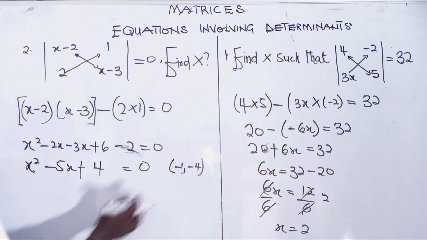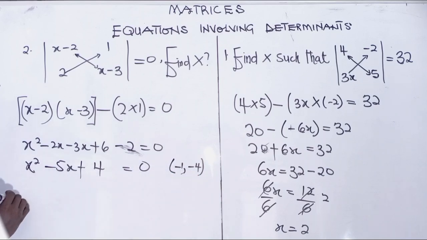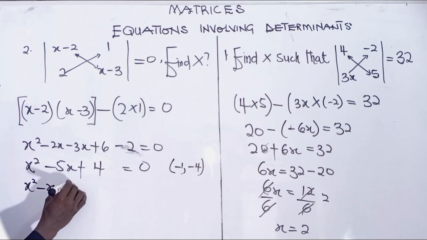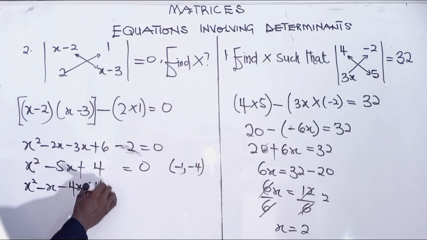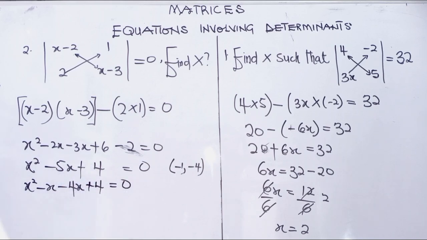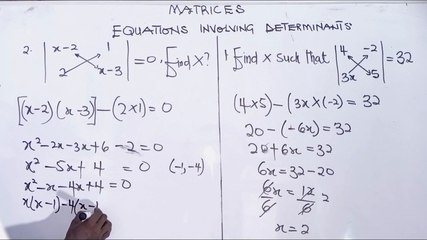Then we are going to substitute values in place of 5x. So we have x squared minus x minus 4x plus 4 is equal to 0. Let's do some factorization here. We have x here, we can factor x out, and we are left with x minus 1. 4 is here, 4 is here, we can also factor 4 out, and we are left with x minus 1, and that is going to give us 0.